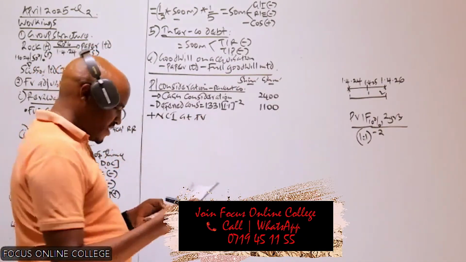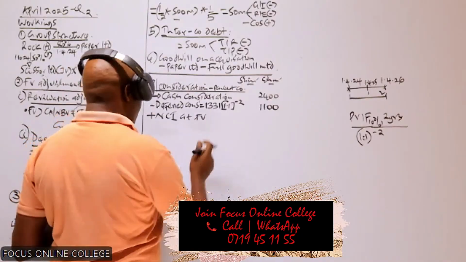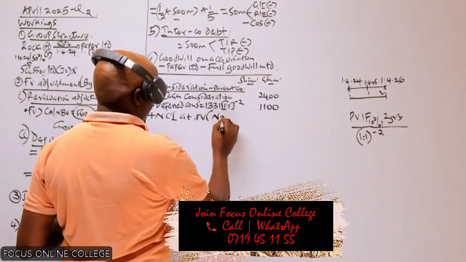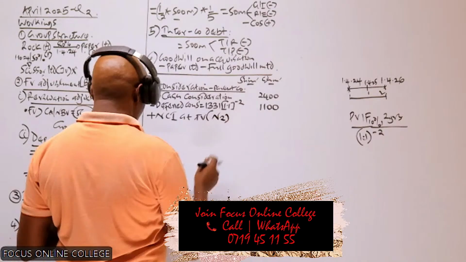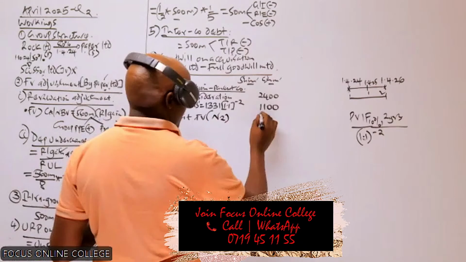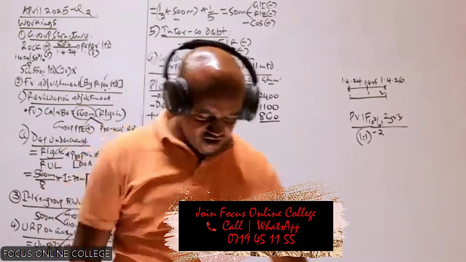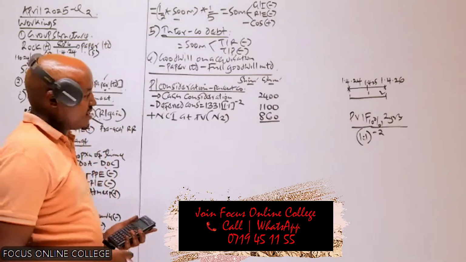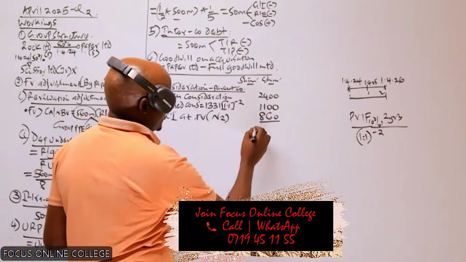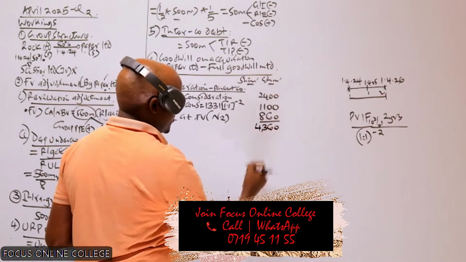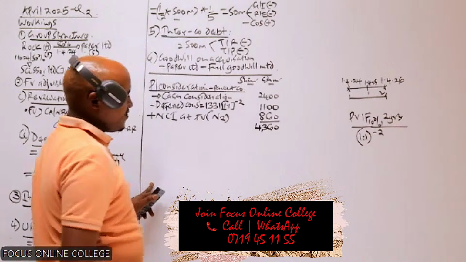The NCI at fair value is given in note number 2. So the NCI at fair value is 860. So we need to add those 3 values so that then we proceed and we less the net assets which we acquired. And basically, I'm told that this one will give us 4360.